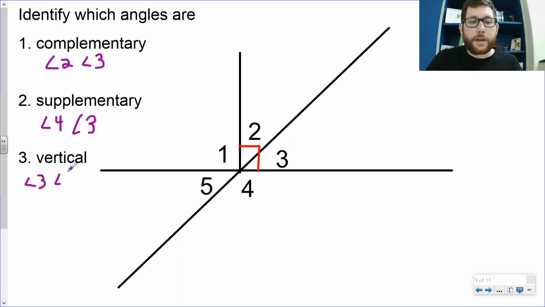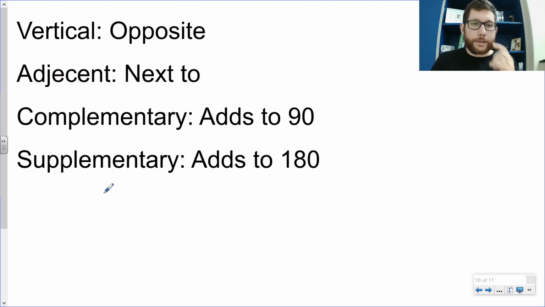So hopefully this is a nice little review of our different angles. Just to sum it all up, let's take a look. Our keyword with vertical is opposite. 2 lines opposite. Adjacent means next to. Complementary means they add to 90, and supplementary means they add to 180. Hopefully that's a nice little review of the different angle pairs.